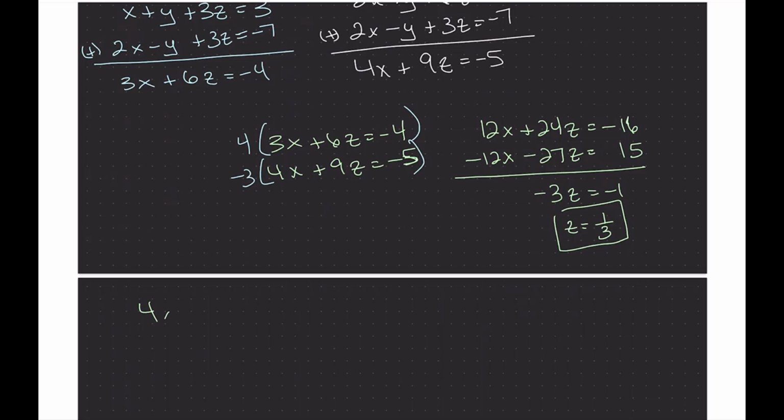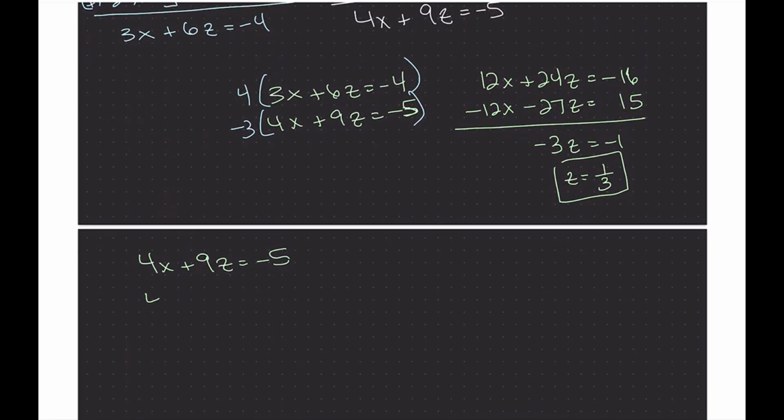So what do we got? 4x plus 9z equals negative 5. I'm going to plug in that 1/3 for z. So 4x plus 9 times 1/3 equals negative 5. If you want to get fancy, you could change that 9 to 9/1. When multiplying fractions straight across, we get 4x plus 9 divided by 3, which is 3, equals negative 5.